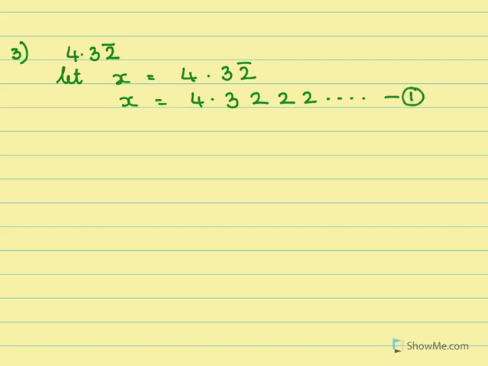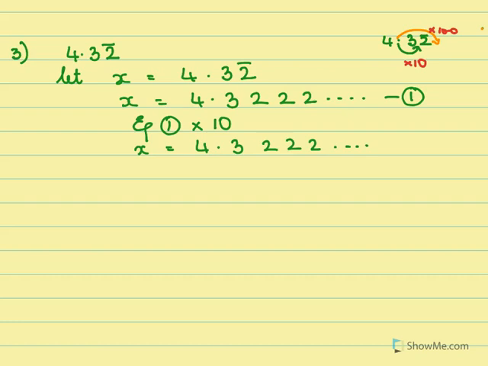Now here I need to multiply by something. Let me just examine this first. In 4.32 bar, I need to get my decimal out before the recurring, so I need to multiply by 10, and then I need to get my decimal after the recurring, so I need to multiply by 100. For the first one I will take equation 1 and multiply it by 10.